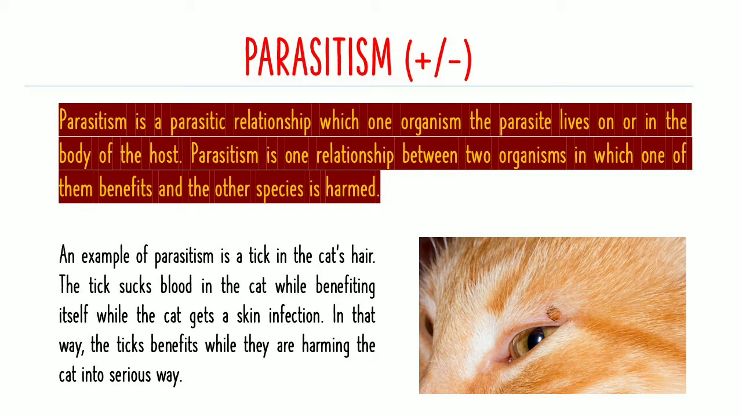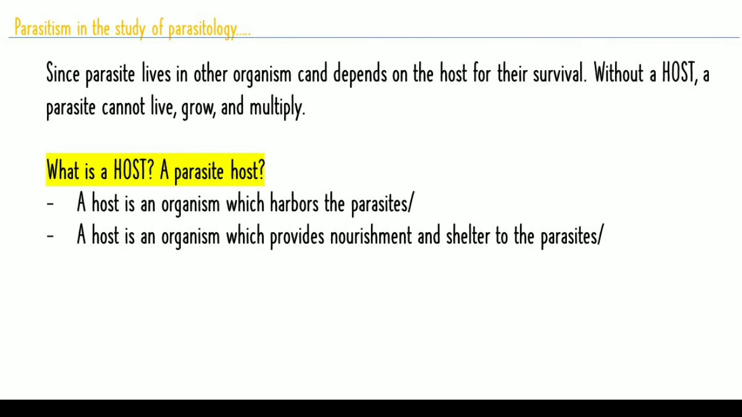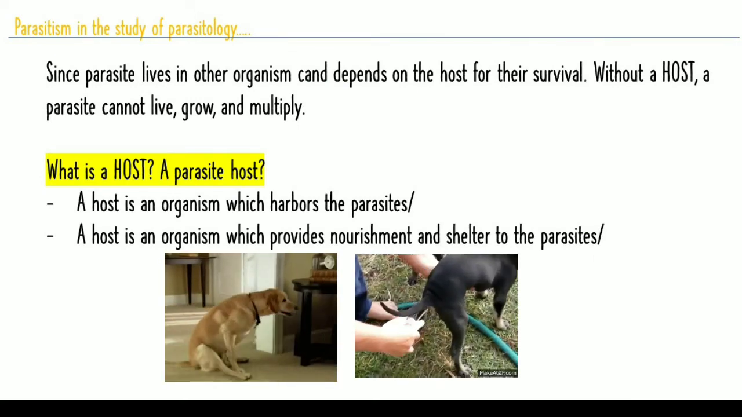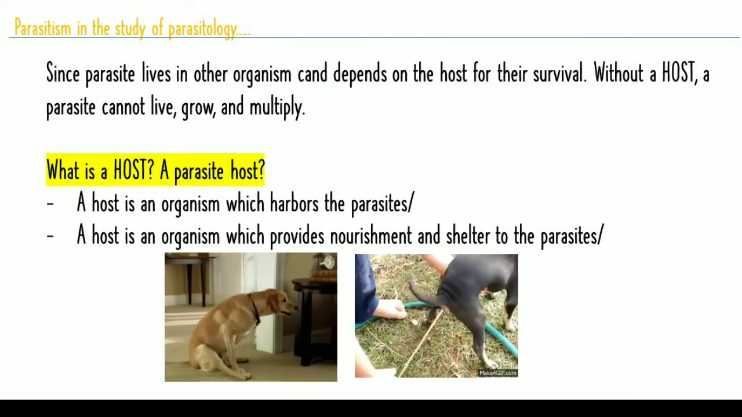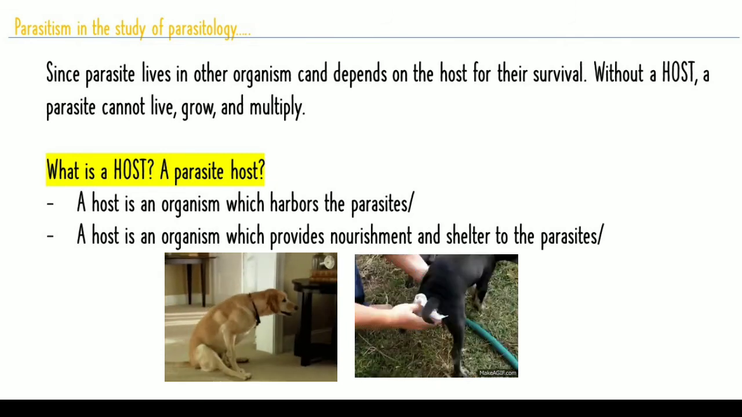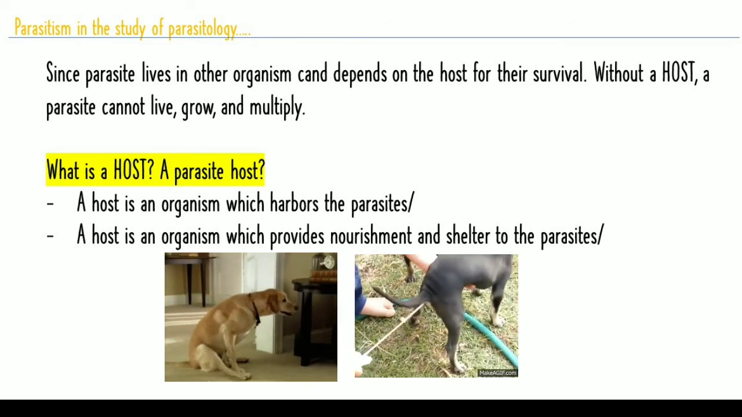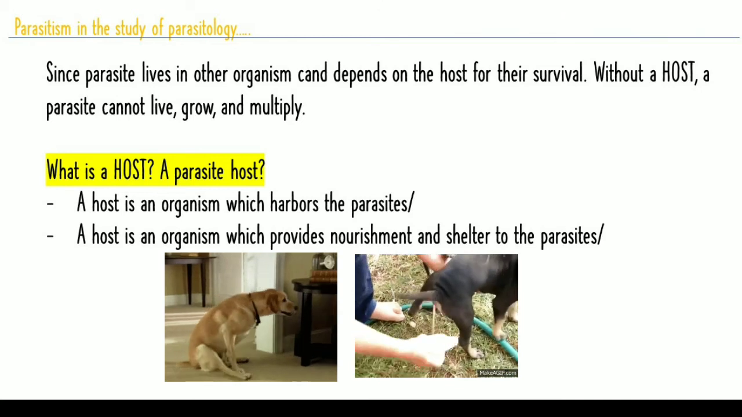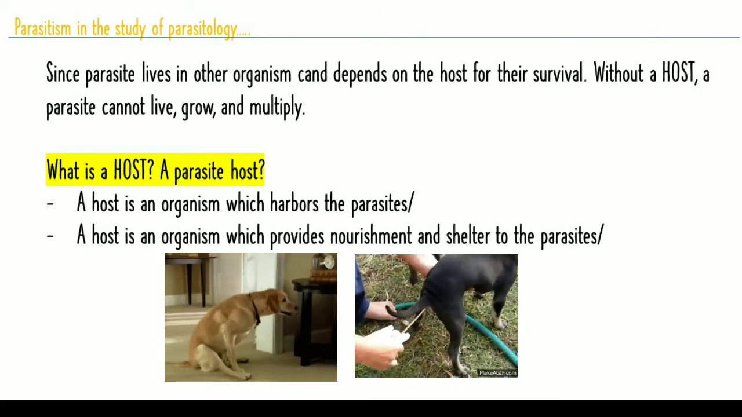A common example of parasitism is a tick in the cat's hair. The tick sucks blood from the cat while benefiting itself, while the cat gets a skin infection. In that way, the tick benefits while harming the cat in a serious way. In parasitism and the study of parasitology, since a parasite lives in another organism and depends on the host for its survival, without a host, a parasite cannot live, grow, and multiply.